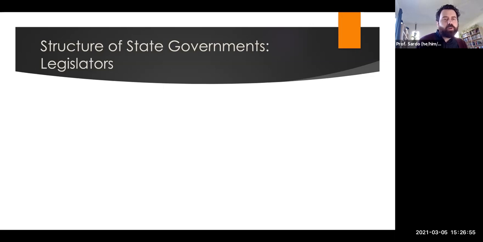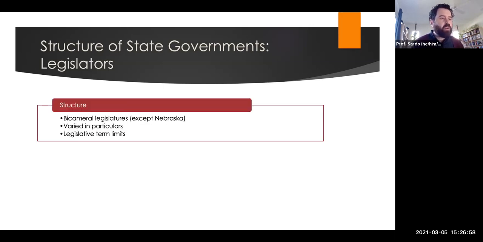States mirroring the federal level, they have legislatures. All states except for Nebraska have bicameral legislatures, so they have two houses, but the exact structures and composition vary from state to state. According to the National Conference of State Legislatures, Alaska has the smallest lower house with 40 members, but New Hampshire has the largest lower house at 400 members. State senates range in size from 20 members in Alaska to 67 members in Minnesota.